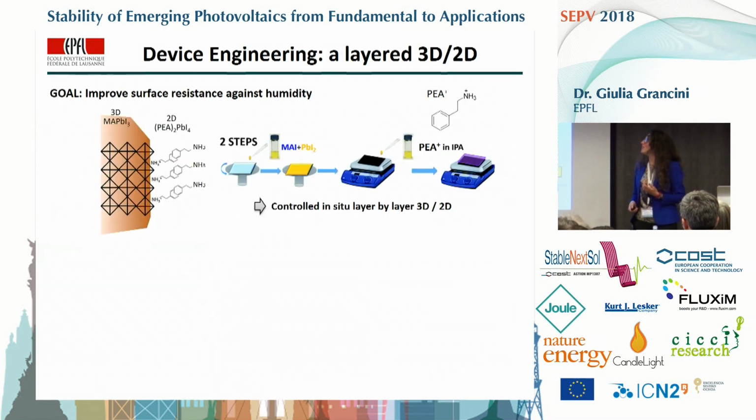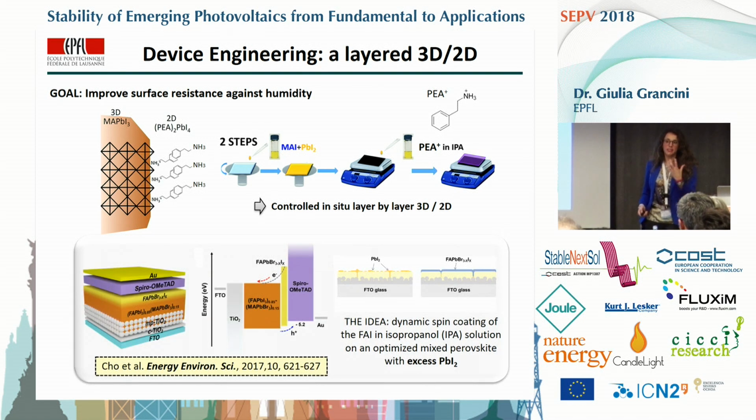Inspired by this work, more recently, we are further working on engineering 2D, 3D perovskites together. And in this case, I would like just to mention a very recent work that was published last week that shows how to, again, take advantage of the use of two-dimensional perovskite, but in this case, with a different approach. We used a layer-by-layer approach with a two-step method in order to get an in-situ layer-by-layer growth of a two-dimensional perovskite on top of a 3D one.